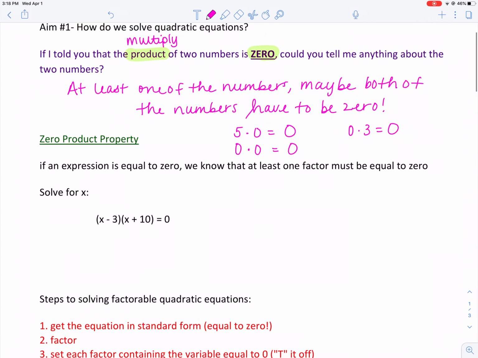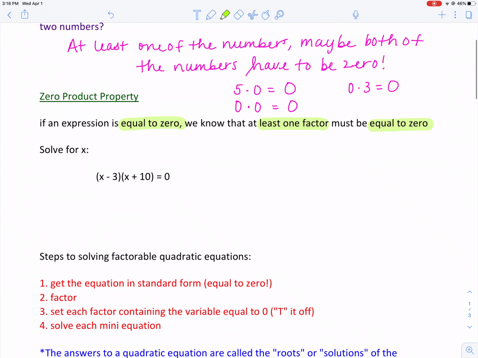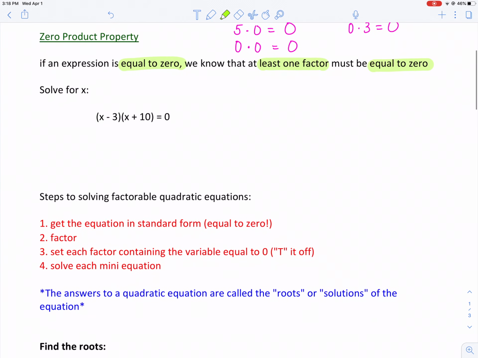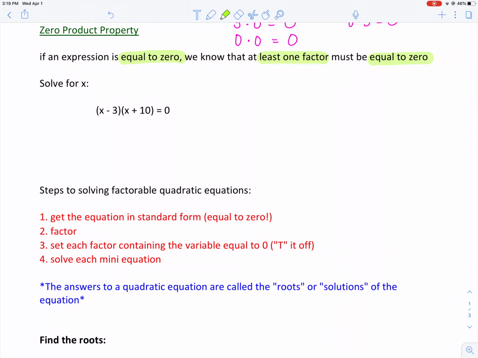Okay, so we're going to be talking about the zero product property. If an expression is equal to 0, think about what we just said. We know that at least one factor must be equal to 0. So if I give you two factors, x minus 3 and x plus 10 equals 0, this is how you are going to solve. That looks like it was factored already.